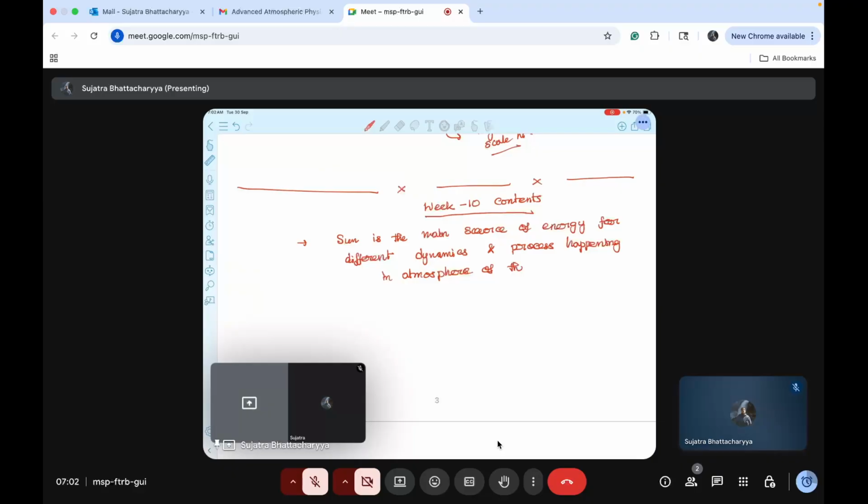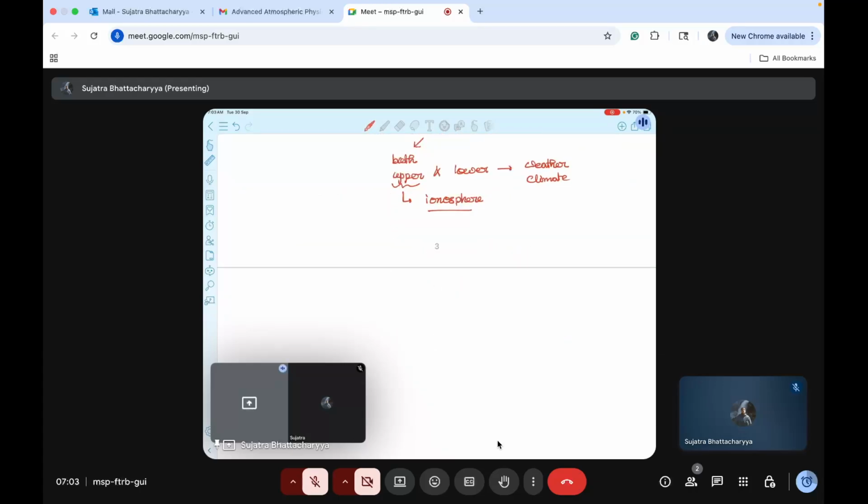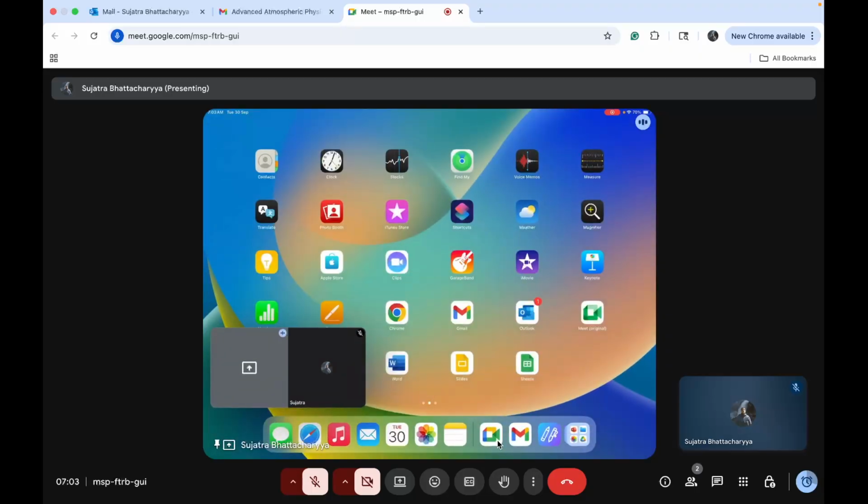So this is very important, that this atmosphere, both upper and lower. The lower atmosphere leads to different weather phenomena or climate phenomena, and the upper atmosphere is related to ionosphere phenomena. So this is one of the important things. Fine. So now let's go to a couple of important things.